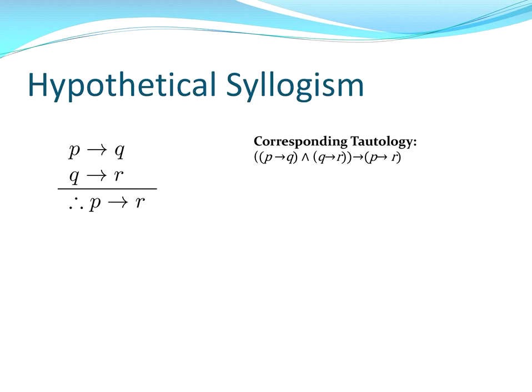The next tautology that gives rise to a rule of inference is called the hypothetical syllogism. You can kind of think of it as a chain of implications. My two premises are P implies Q and Q implies R. When both of those are true, then P must imply R. That's what we can conclude. And it doesn't necessarily mean R is true. It just means that P implies R is true. Okay.